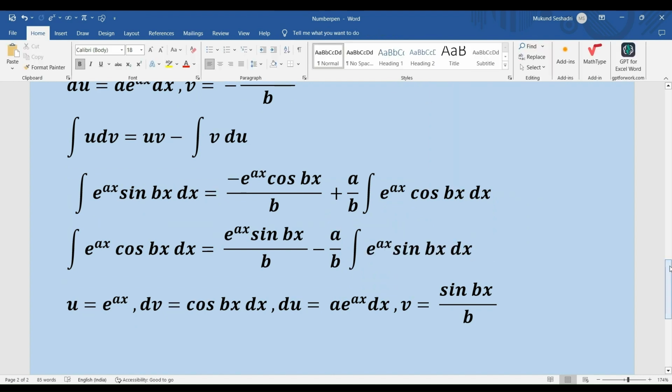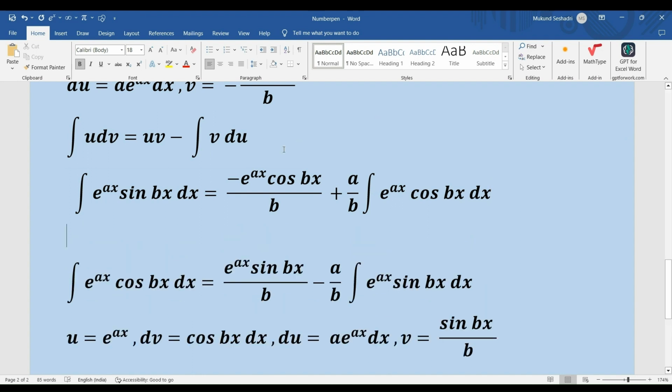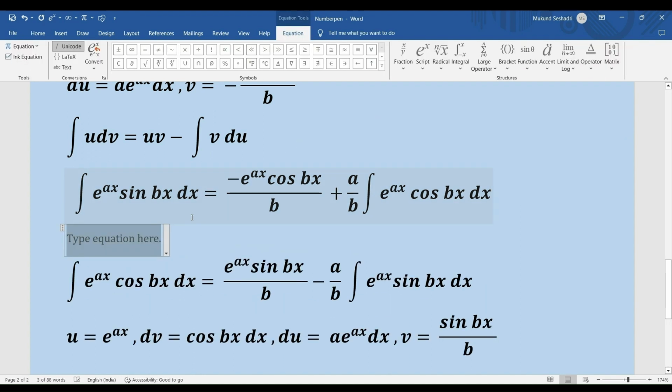Now you see we started off with the integral of e to the power ax into sine bx dx, and when we apply integration by parts twice, somewhere I realize that I get back what I started off with. So if I call the original integral, say, I, and then I rewrite what I have in my RHS post expansion, what do I get?